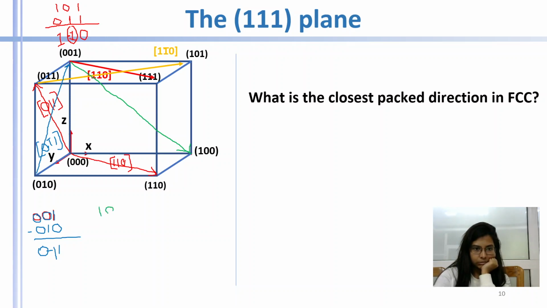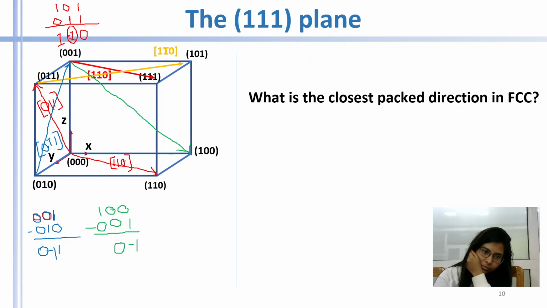Okay. 1, 0, 0. We will subtract 0, 0, 1. Okay. So what will this be? 1 subtracted from 0 will be, yes, -1. This will be 0. This will be 1. So let me check it out. So this direction is -1, 0, 1, that is 1 bar, 0, 1.